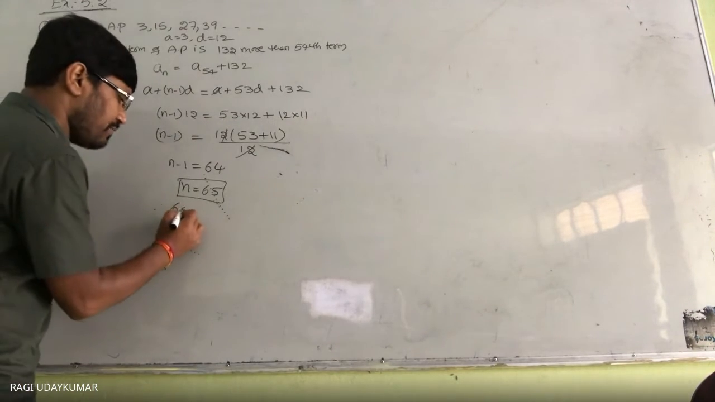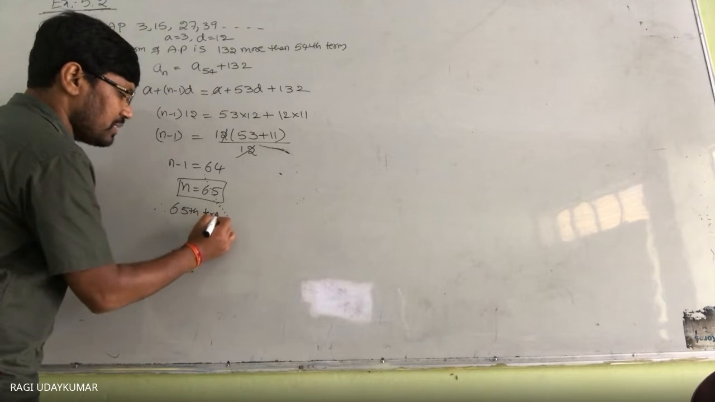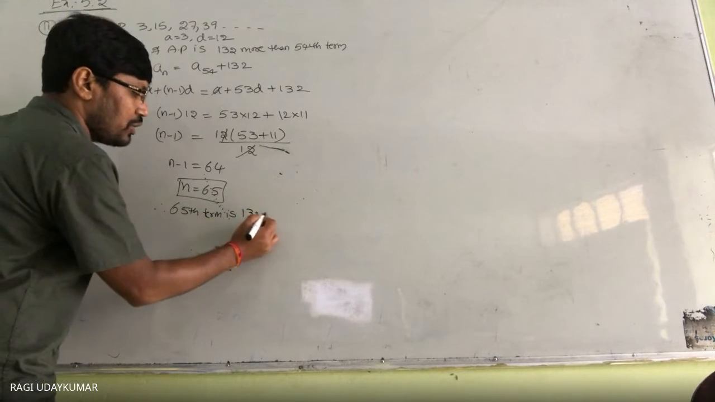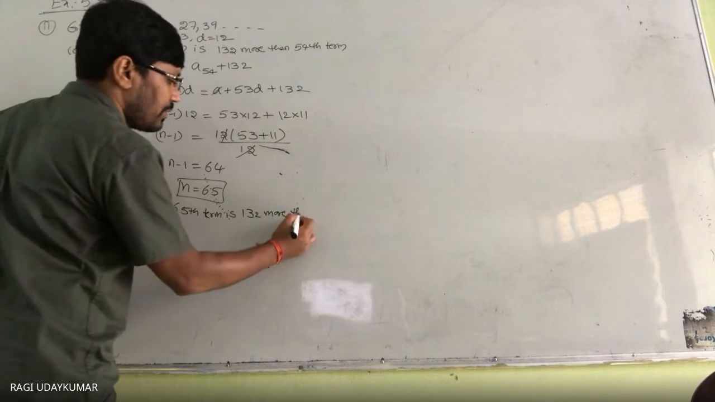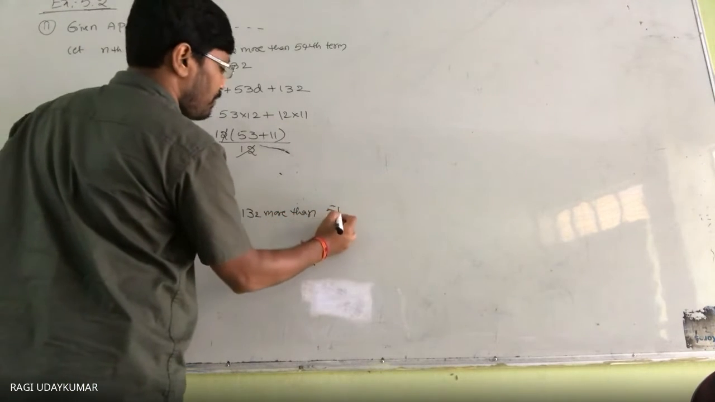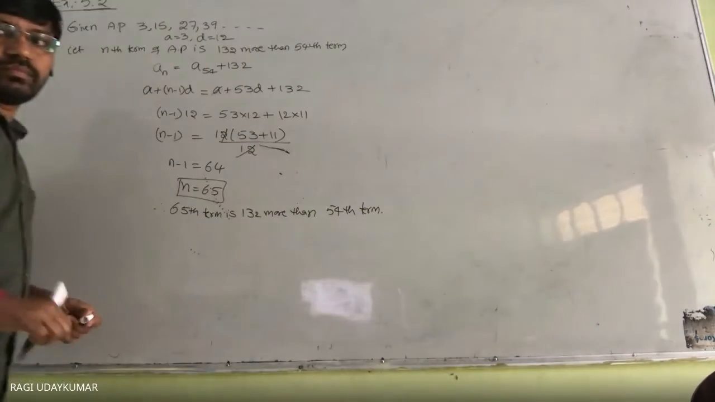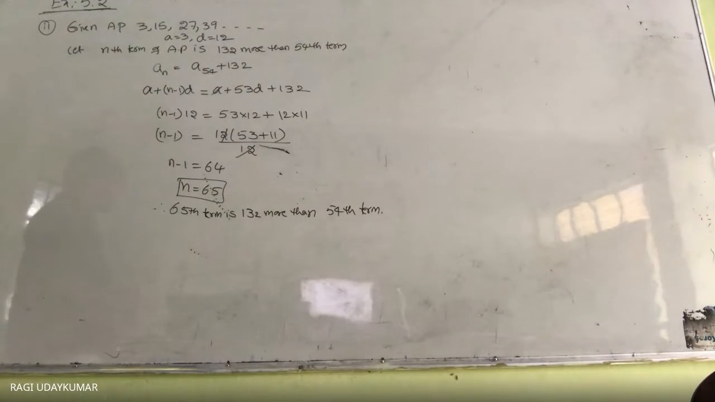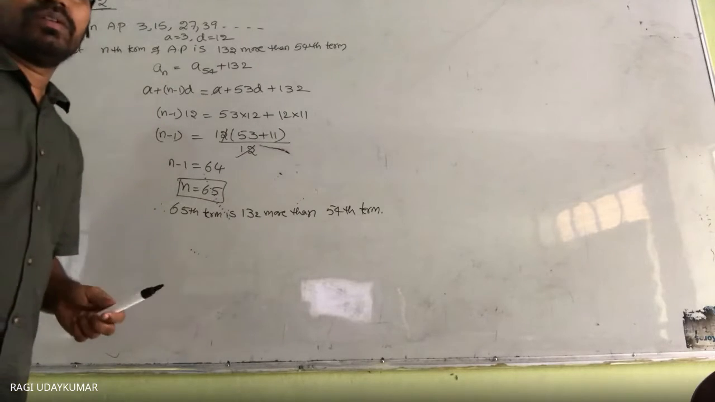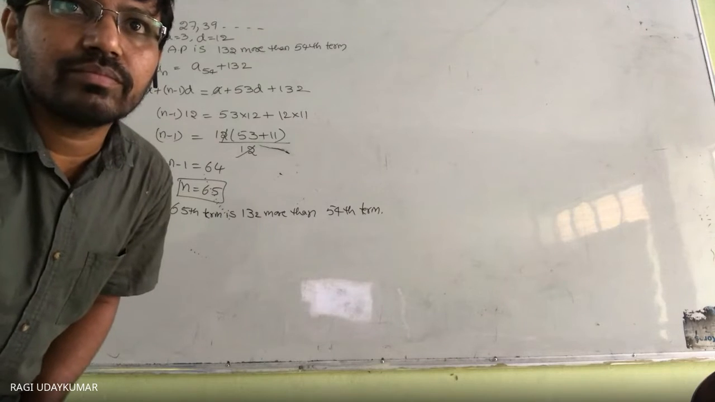Therefore, at last you can write: the 65th term is 132 more than the 54th term. Is it clear? Any doubt at all? No, sir.